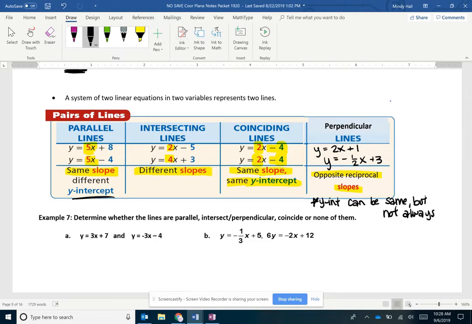All right. And same thing over here as well. Y-intercepts can be the same, doesn't matter, but it's not always going to be the same.